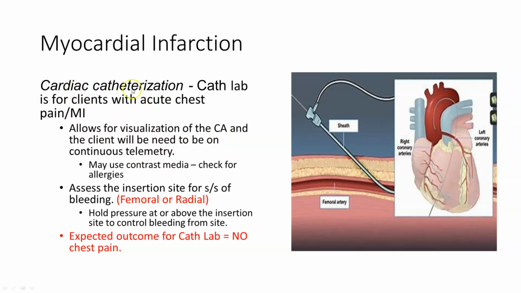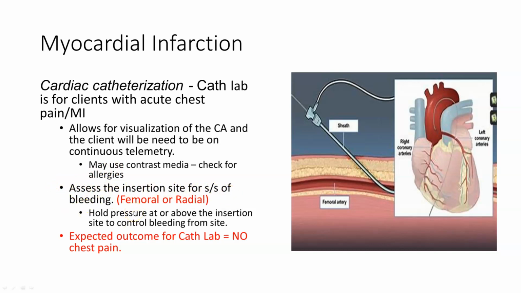So a couple of things we've repeated. Remember, the cardiac catheterization is the gold standard, right? The coronary angiography is the gold standard. It allows for visualization of the coronary arteries. It allows us to see blood flow. We're going to use probably a contrast media, so check for allergies. We're going to insert it through an artery, so their big issue is going to be bleeding.